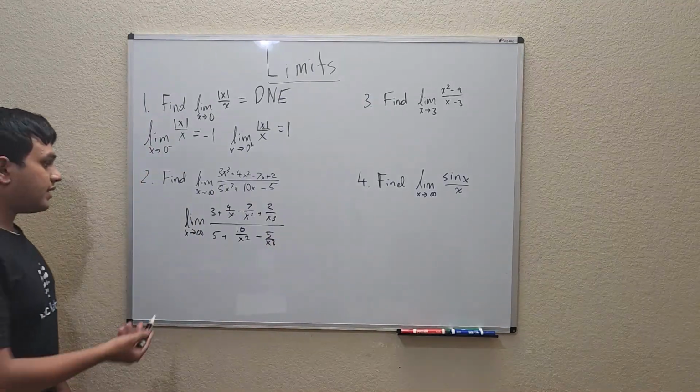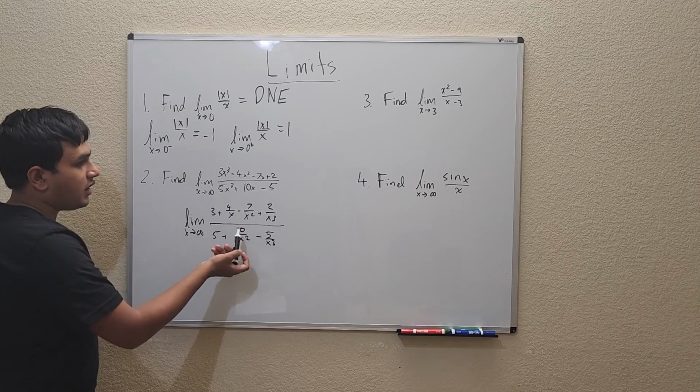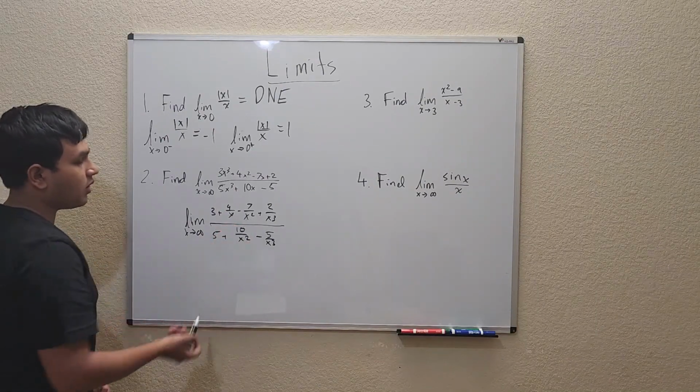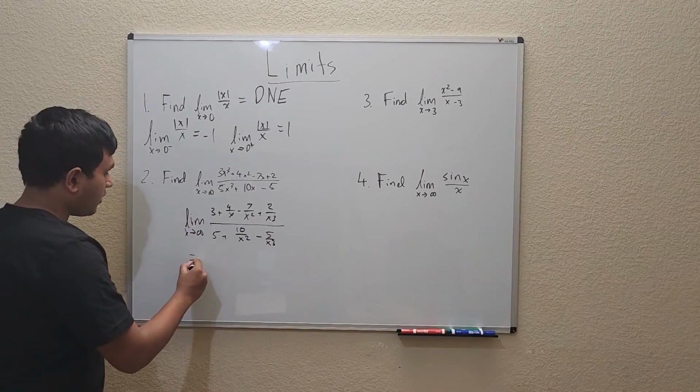Now, as x approaches infinity, all these terms approach 0, right? 4 over infinity approaches 0. 7 over infinity squared, all of those approach 0. So what we're left with is 3 over 5.